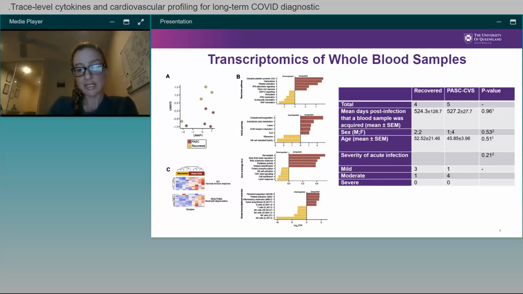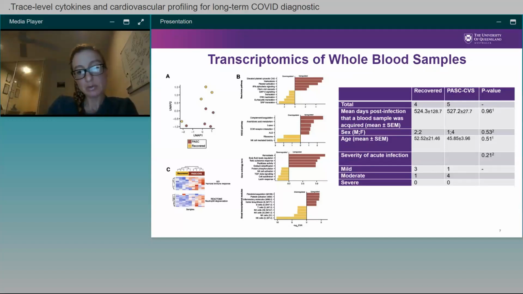These were age and sex matched individuals, and the severity of the acute infection is listed here, although there's very small numbers, so it's really hard to make any conclusions there. What you can see in figure A here is a PCA plot just showing how the gene expression of these whole blood samples grouped. And you can see really nicely that the recovered samples, so the samples from individuals who never had prolonged symptoms from SARS-CoV-2, group nicely together, and then the individuals who have long COVID and cardiovascular long COVID are grouping nicely together.